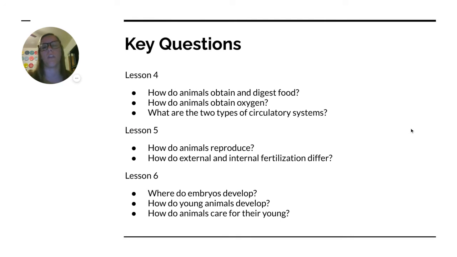Key questions from lesson 4: How do animals obtain and digest food? How do animals obtain oxygen? What are the 2 types of circulatory systems? Lesson 5: How do animals reproduce? How do external and internal fertilization differ? Lesson 6: Where do embryos develop? How do young animals develop? And how do animals care for their young?